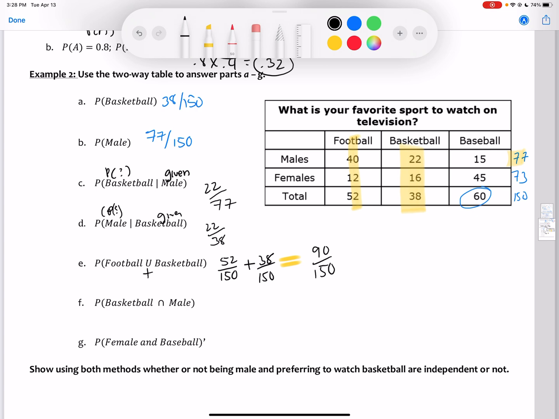Okay, basketball and male. So basketball and male, find that intersection. It's going to be 22 out of 150.